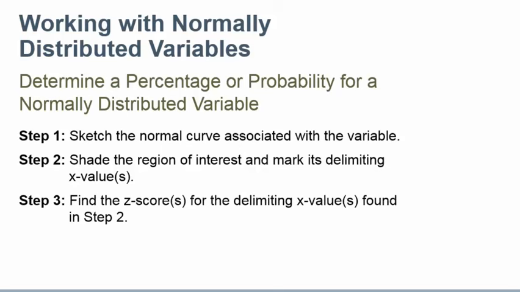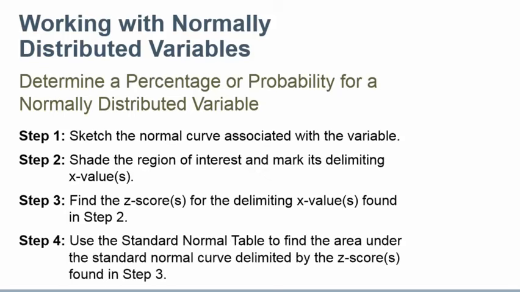Step 3. Find the z-scores for the delimiting x values found in Step 2. Step 4. Use the standard normal table to find the area under the standard normal curve delimited by the z-scores found in Step 3.